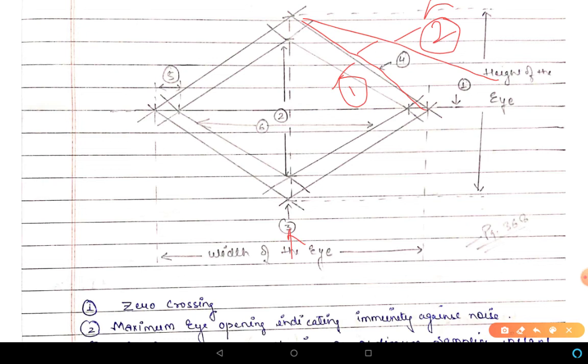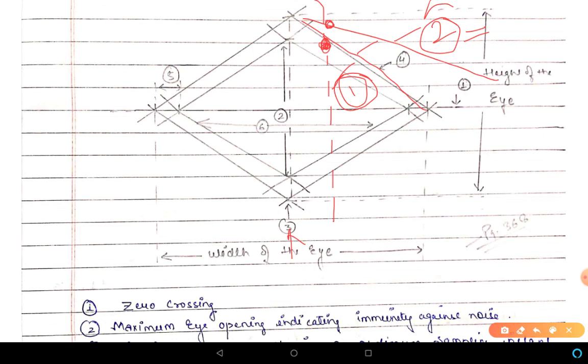But what if I sample here because of sampling jitter? In this case the amplitude is less, however in the other case the amplitude is more. In other words, if my eye is closing slowly as in case 2, then the system will have more immunity against sampling jitter as compared to case 1. This is another important parameter that can be seen from the eye diagram.